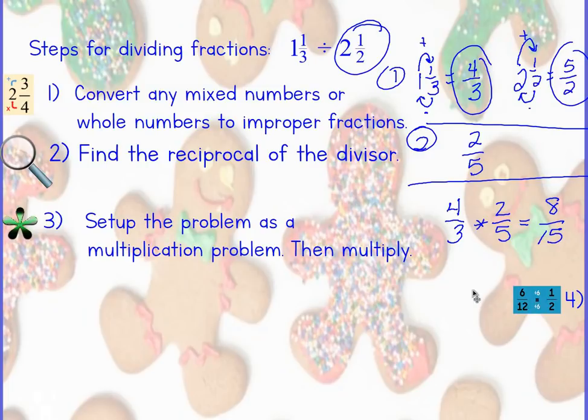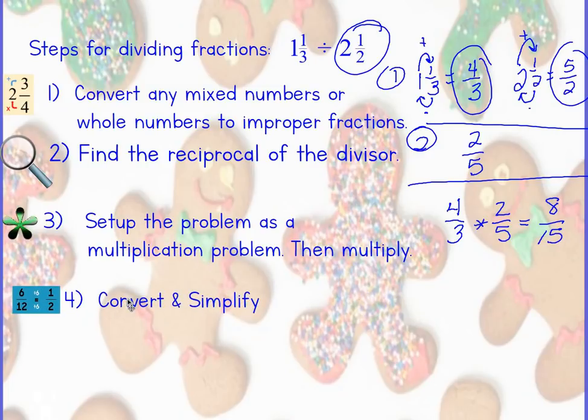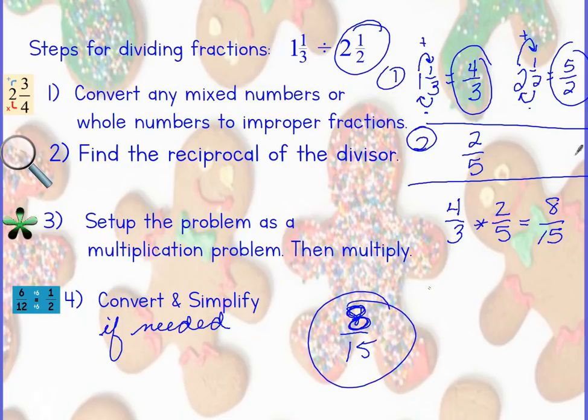And then my last step, of course, is to convert and simplify. And I want to add this little piece here, if needed. So in this case, 8 and 15 do not have any other common factor than 1, and it isn't improper, so my answer is indeed already simplified and is 8/15.